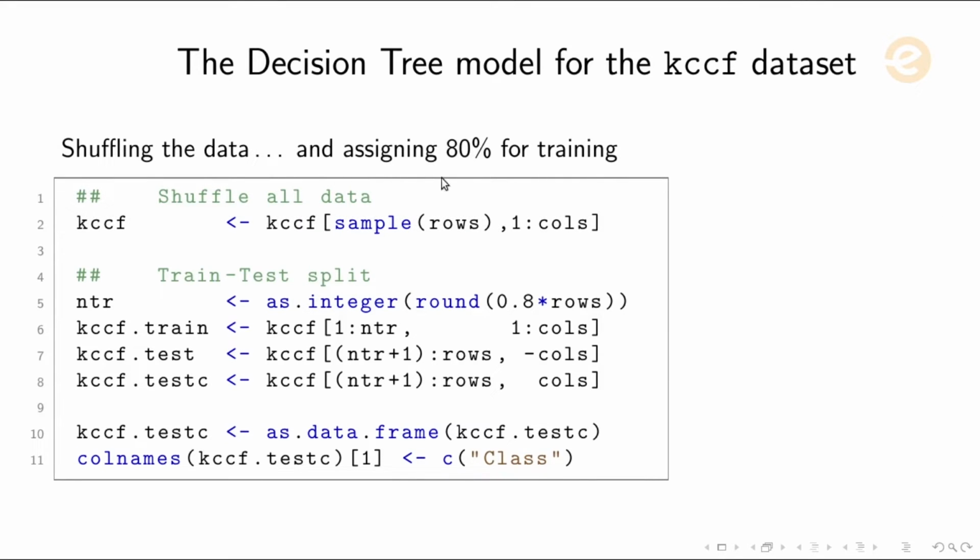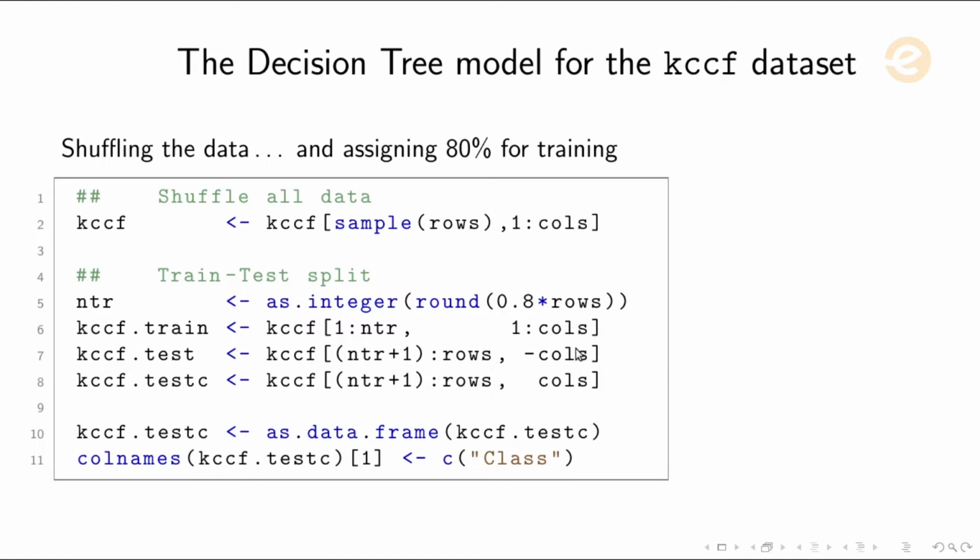In line 2, the sample function is used to shuffle the data. It's shuffled only across the rows and not the columns. NTR is 80% of the rows, where 1 to NTR rows goes to the training data set, and NTR plus 1 to the whole rows goes to the test data set.